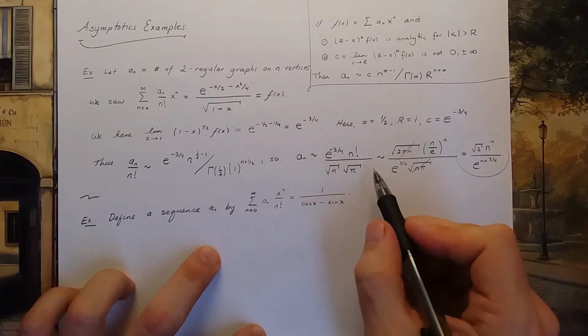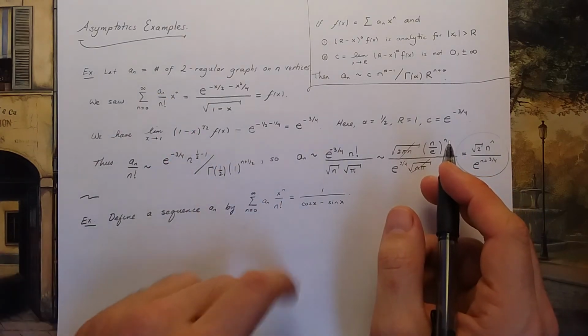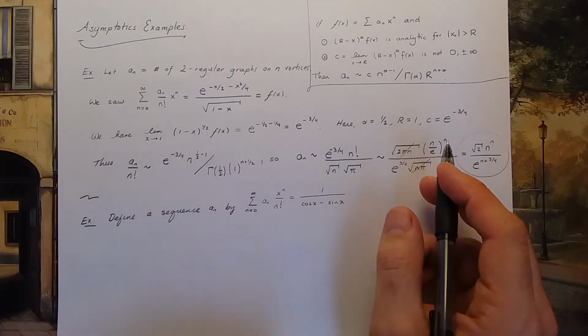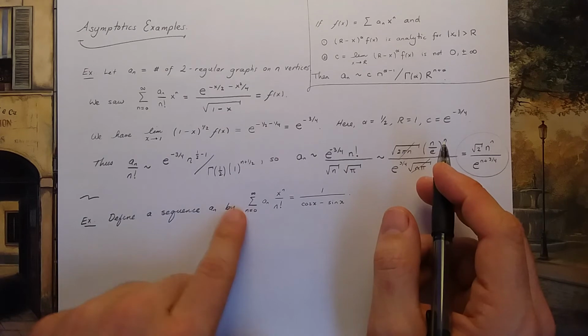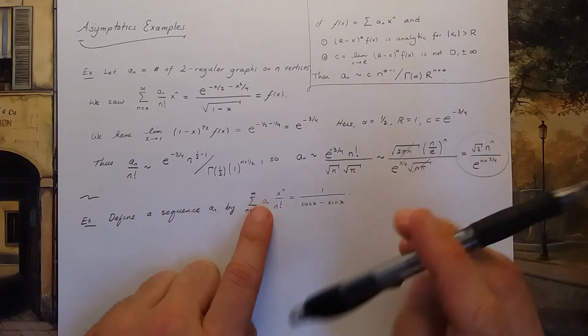So this is actually a combinatorial sequence that you could define in this way. It's known as the Springer numbers. You can look them up on the Online Encyclopedia of Integer Sequences and see what they count. But for now, let's just play with our asymptotics results and find an asymptotic formula for the coefficients a_n.